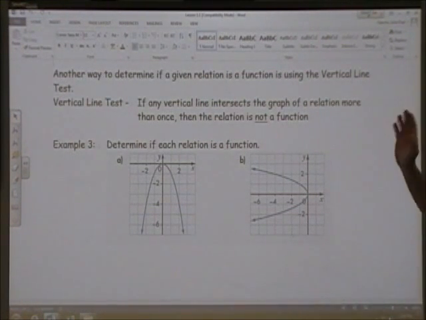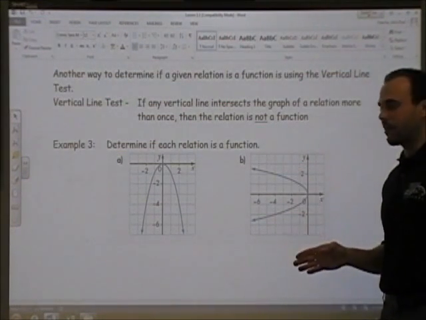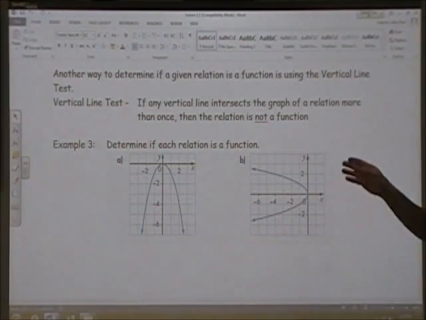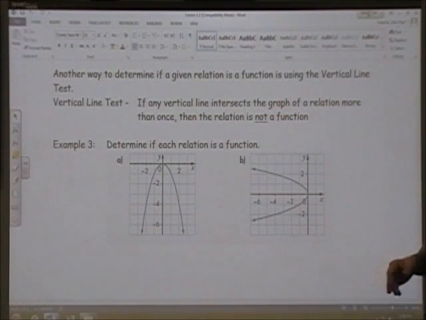So if I can draw a vertical line on my diagram, on my picture, my graph, and it passes through the graph more than once, it is not a function. If I cannot do that, then it's okay, it is a function.